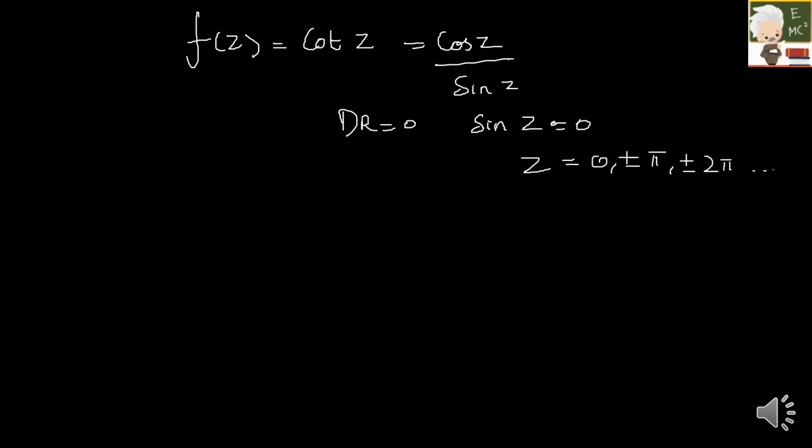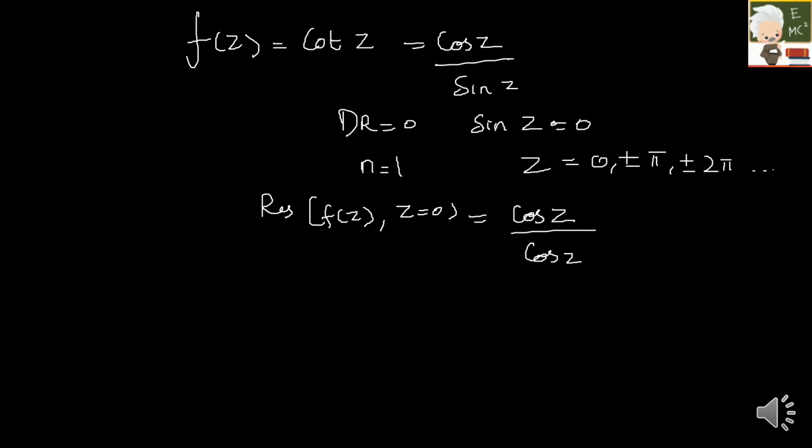Let me take only one point. The residue of f of z at z is equal to 0 would be, here my pole, I forgot to mention it, my pole here is 1. So I just write my numerator cos z, and differentiate my denominator, which gives cos z, so it would be 1. No need to apply the pole order either. It is 1. Hope you got it.